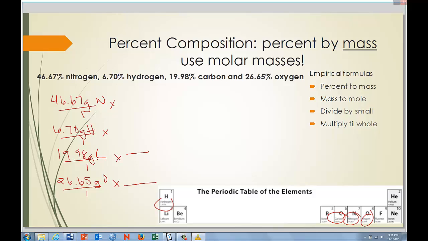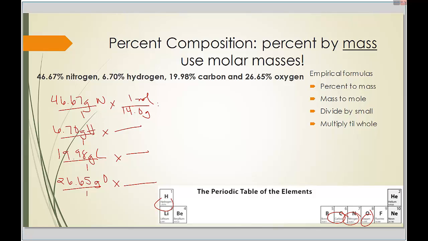So nitrogen first is 14.0. So 14.0 grams in 1 mole. 46.67 divided by 14.0 comes out to be 3.33 moles of nitrogen. Hydrogen, 1.0 grams per mole. So that's going to be 6.70 moles of hydrogen. Carbon is 12.0 grams per mole, so 12.0 grams, 1 mole. That comes out to be 1.665.